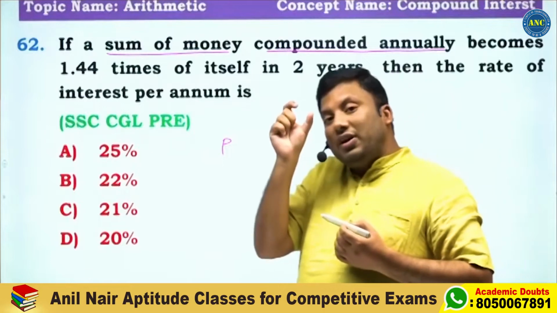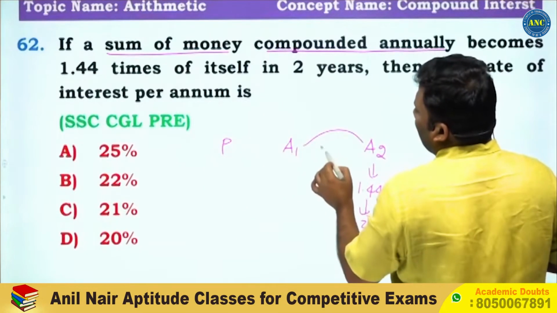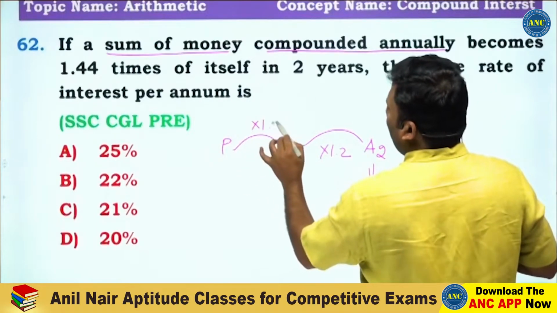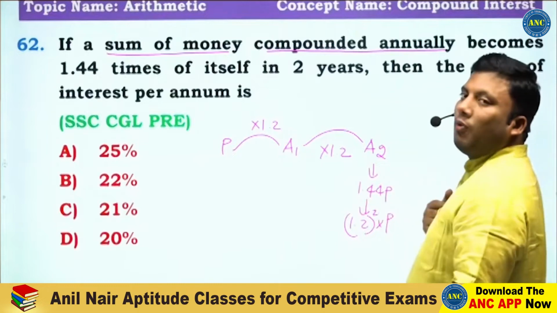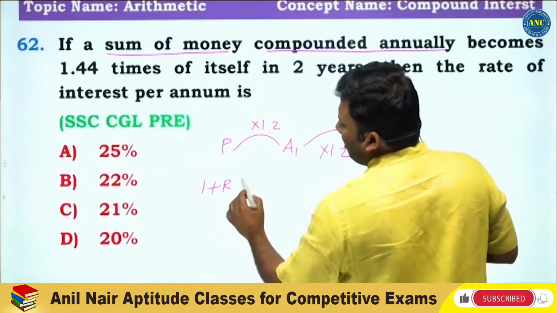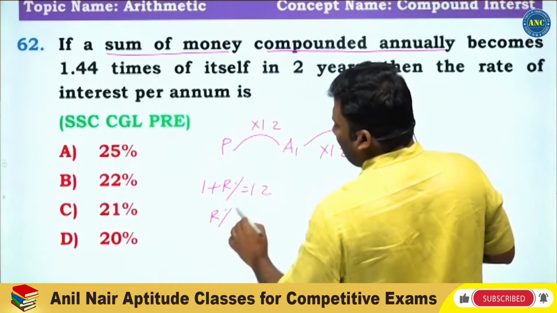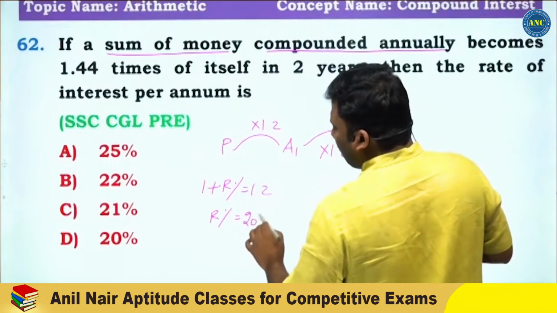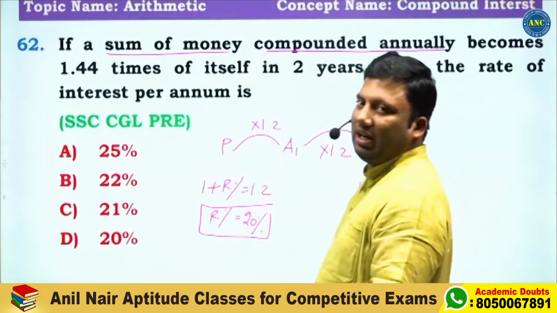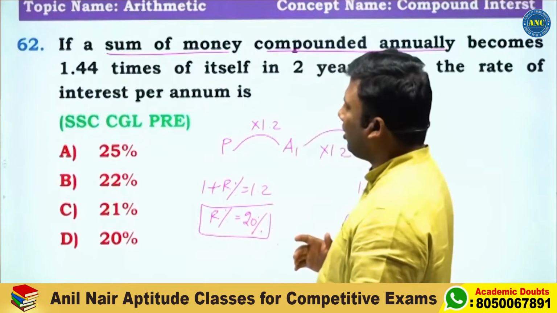Scaling factor between consecutive years is always the same. So this scaling factor is 1.2 and this scaling factor is 1.2. That is the reason I got 1.44. So what is the scaling factor, which is x? 1 plus r percentage is 1.2. R percentage is 0.2, which is 20%. What is the rate of interest every year? 20%. No formula. Just look at the question and try to solve it.